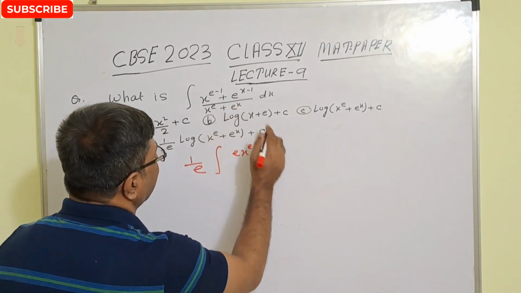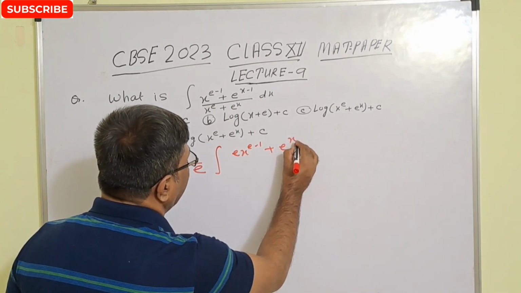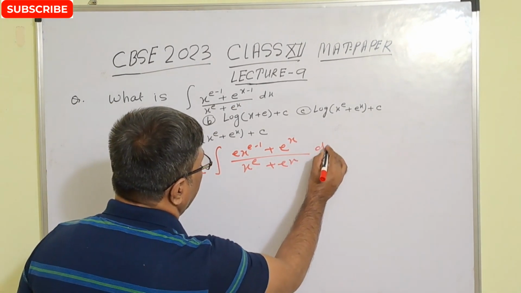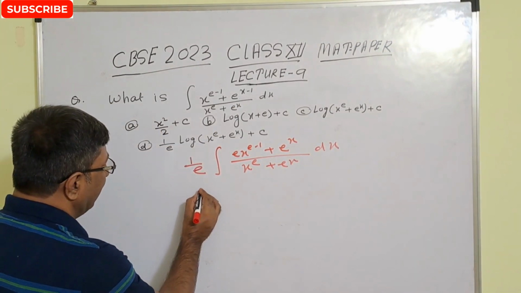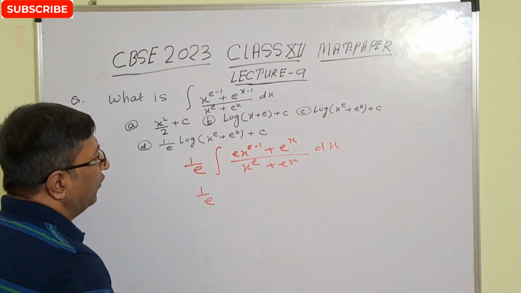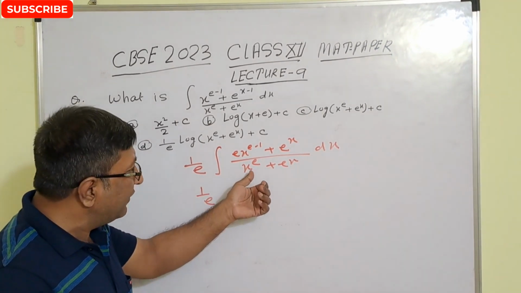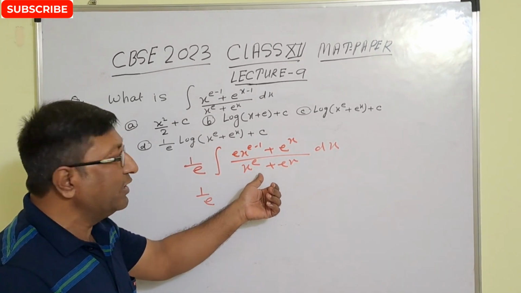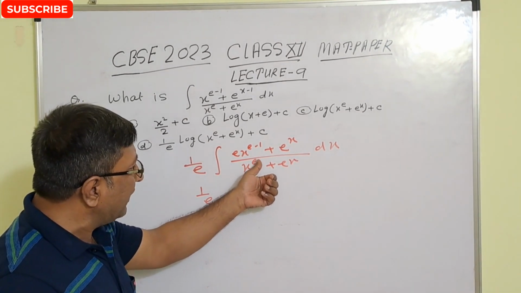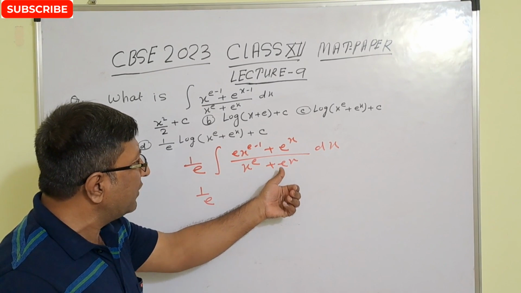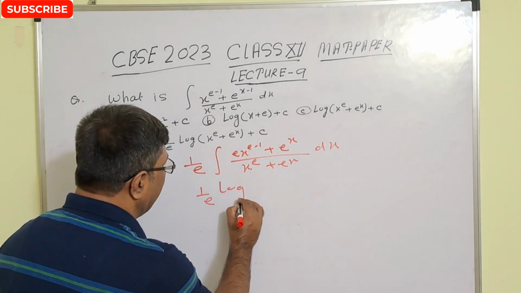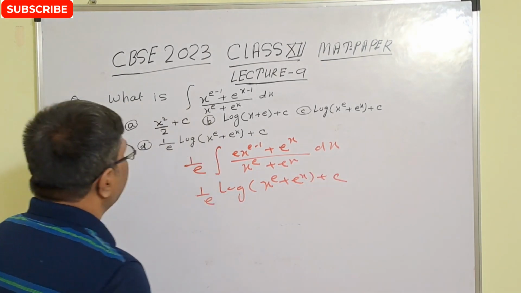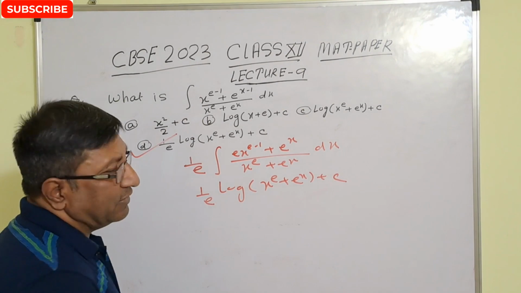When we multiply this number by e, we will get only e to the power x. And then this is what? x to the e plus e to the power x dx. Now we know that if the derivative of the denominator is the numerator, then the direct answer is log of the denominator. So the derivative of this is what? e into x to the power e minus 1 plus e. So our right answer is log of x to the power e plus e x, plus c. And this is what? This is the D option. So this is the correct answer.